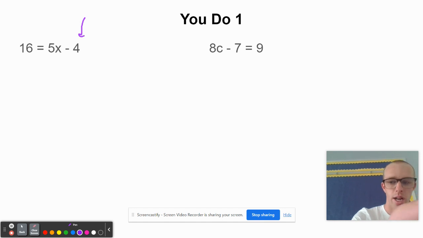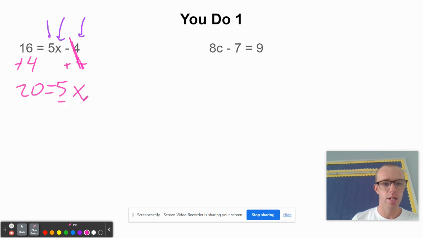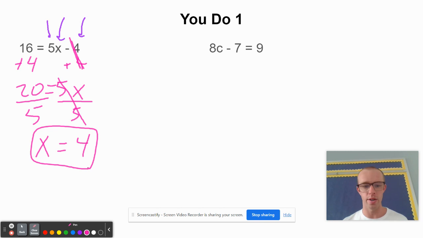I have a constant, a variable, and a coefficient. I'm going to get rid of the constant first. To get rid of a minus 4, I need to do a plus 4. These cancel out. The only thing left on this side is 5x. On this side, I have 16 plus 4 equals 20. I divide each side by 5 to get rid. Remember, coefficients represent multiplication, so to get rid of multiplication, I do division. And I get 20 divided by 5 is 4. X is equal to 4. Hopefully you got that on your own.